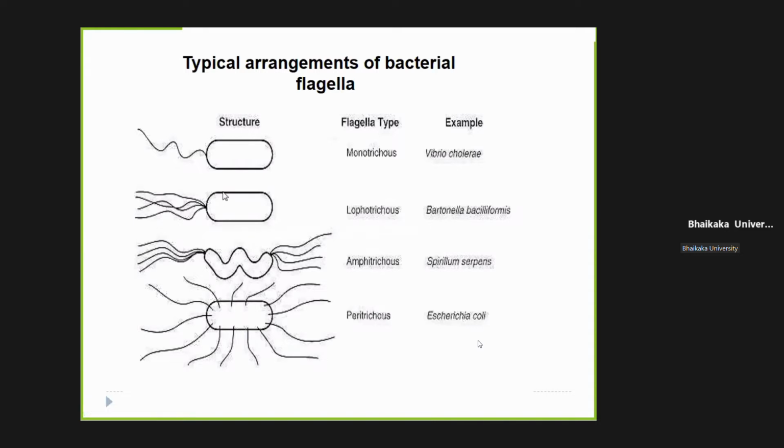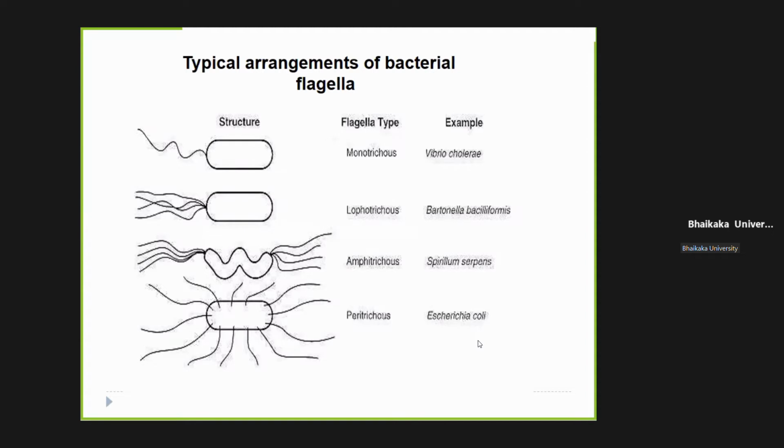If one flagellum is attached to the one pole of the bacterium, it is known as monotrichous flagella, and it is seen in case of Vibrio cholerae. When there is a tuft of flagella attached to the one pole, it is known as lophotrichous.